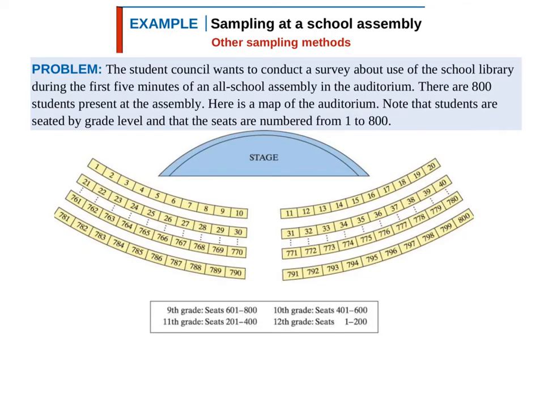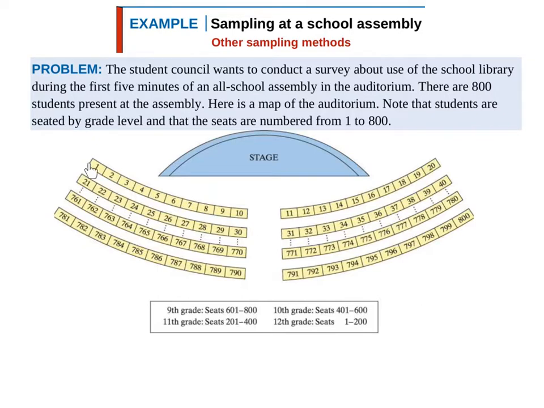Surprise, surprise, this one has to do with schools and school population. So let's sample at a school assembly. The student council wants to conduct a survey about the use of the school library during the first 5 minutes of an all-school assembly in the auditorium. There are 800 students present at the assembly, and here's a map of the auditorium. Note that students are seated by grade level and that the seats are numbered from 1 to 800. 9th graders are 600 to 800, 10th are 400 to 600, 11th are 200 to 400, and the 12th graders are 1 to 200.